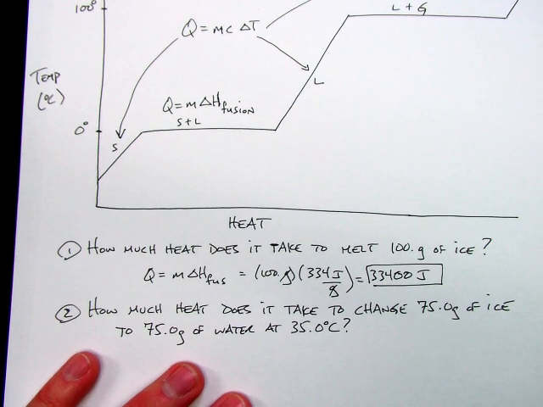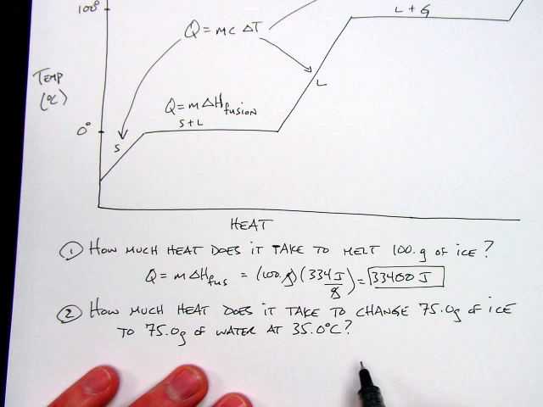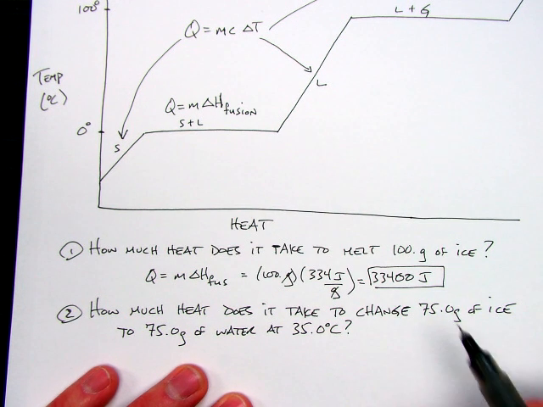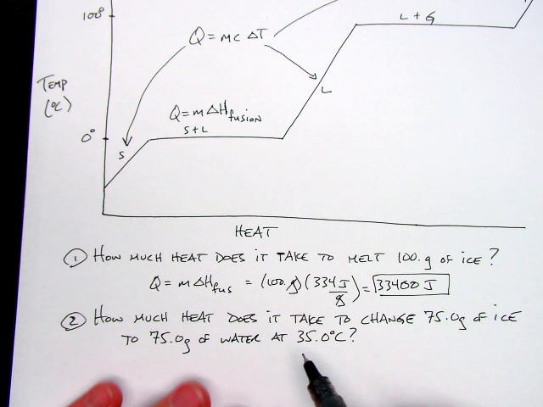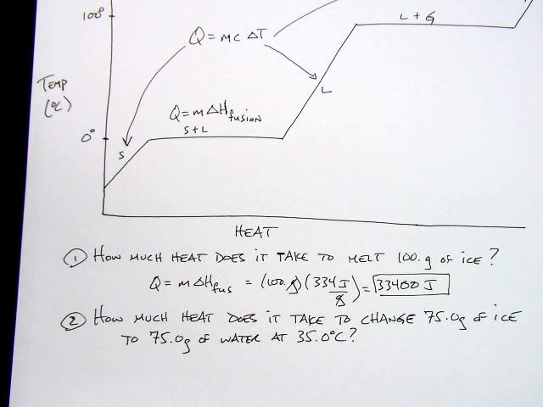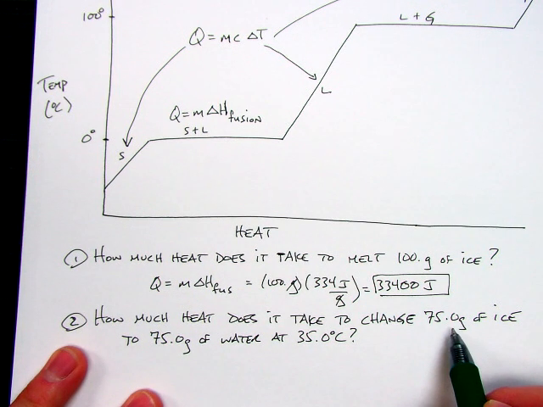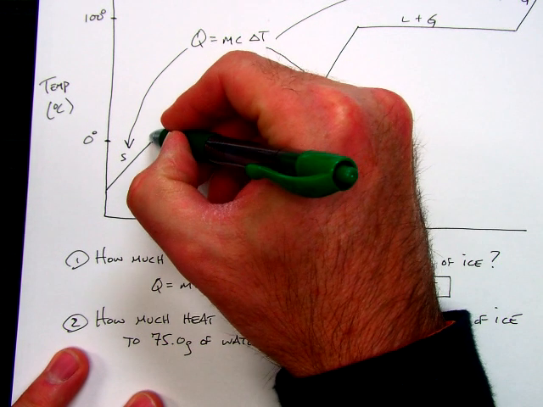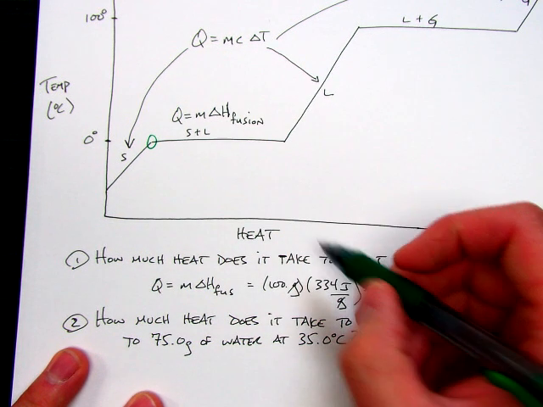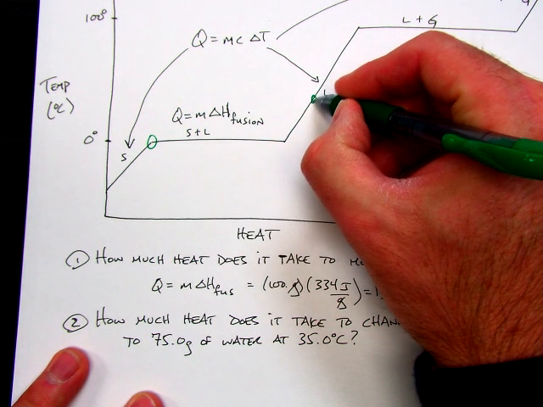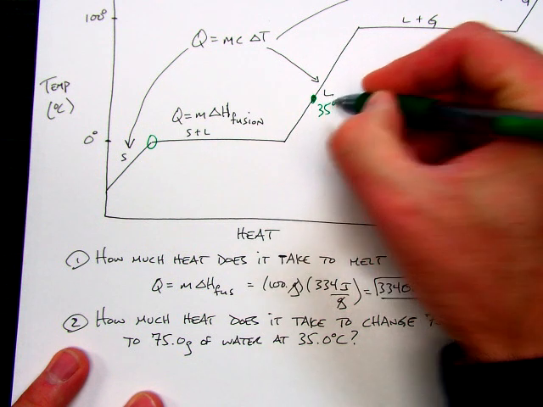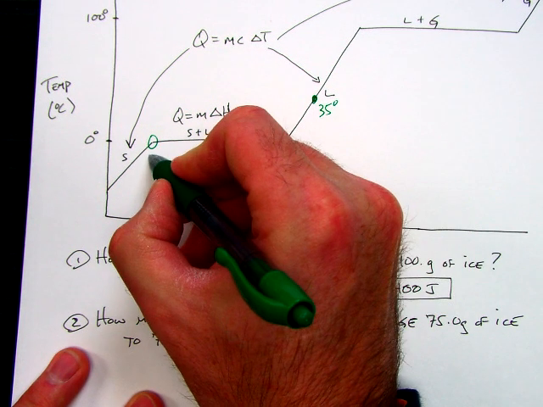Whenever you're dealing with a problem and you recognize it's a phase change, it's very helpful to draw a phase change diagram and then plot and figure out where you are in the grand scheme of things. All right? So if I have 75 grams of ice, that means I'm right here in our phase change diagram. And then 35 degrees of water would be somewhere up in here at 35 degrees. Okay, so this is kind of our start.